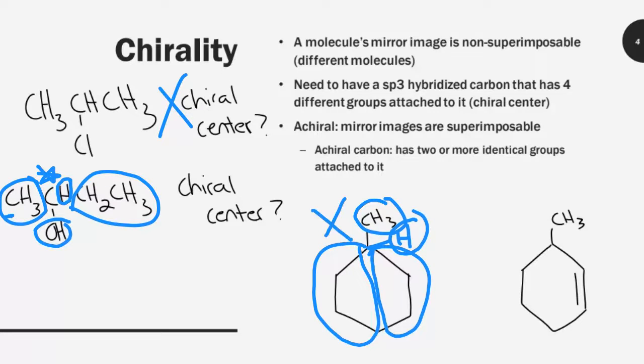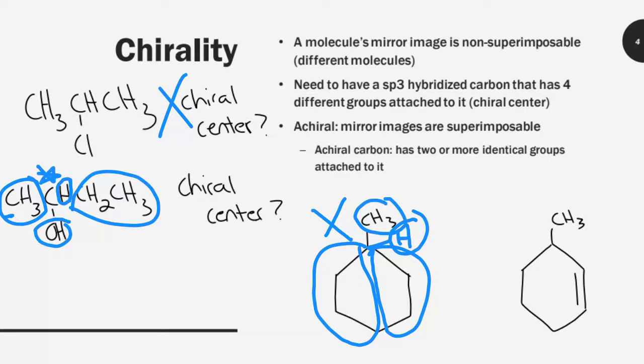Does that make sense? I have a question about the top one. It doesn't have a chiral center, but is it achiral? It is. Yeah, so if it doesn't have a chiral center, it is achiral. Okay. So there's not like an existence between the two. No.